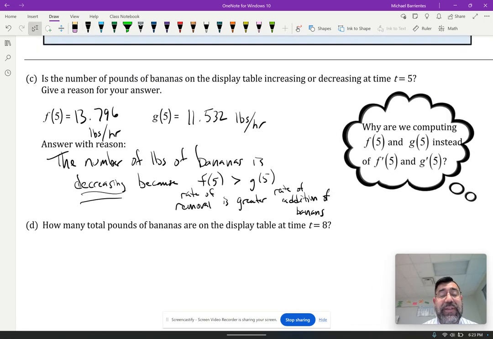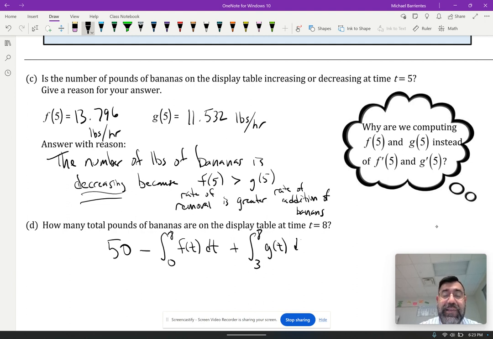And then finally, letter D. How many total pounds of bananas are on the display table at time 8? Well, how many did we start with? We started with 50. But then they started to be taken away, so minus the integral from 0 to 8 of f of t dt. Remember, f of t is the rate of removal. But then they started to add bananas. Be careful, because they didn't add them from the beginning. They started adding them at time 3. And from time 3 to time 8, they added more bananas.